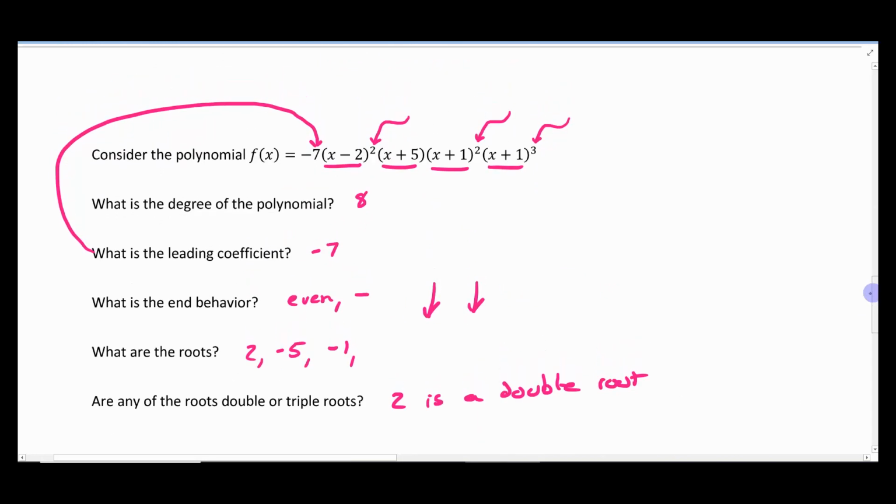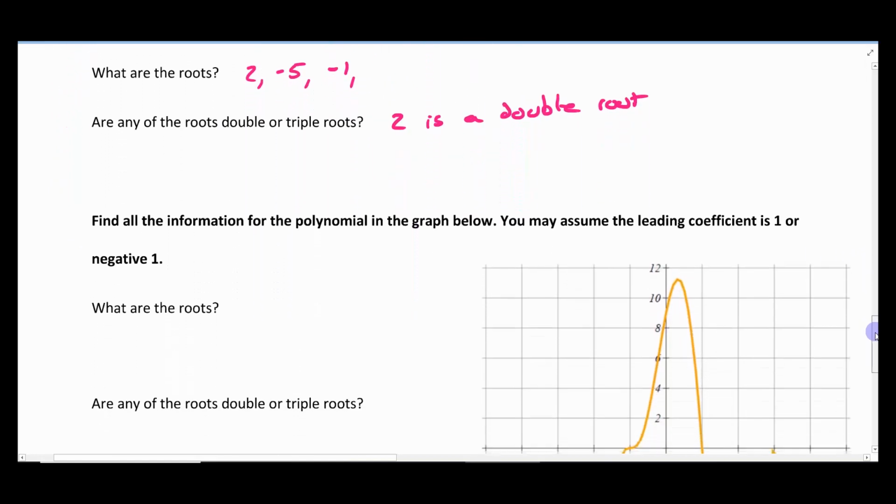There's not a whole lot of calculation to do in these types of problems. It's mostly just observation, right? And making sure that you understand what these vocabulary words are and knowing where to look for them, whether you're looking at a graph or standard form or factored form. All right, so you just have to be observant. Pay attention to things.